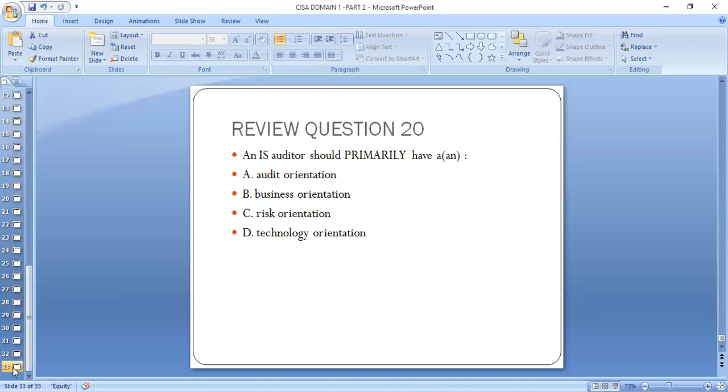This is more important than having an audit or risk orientation, even though they are also very important. But the best orientation is for the auditor to be a businessman, to be a businesswoman.